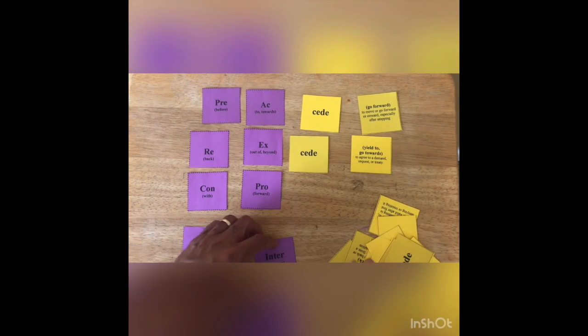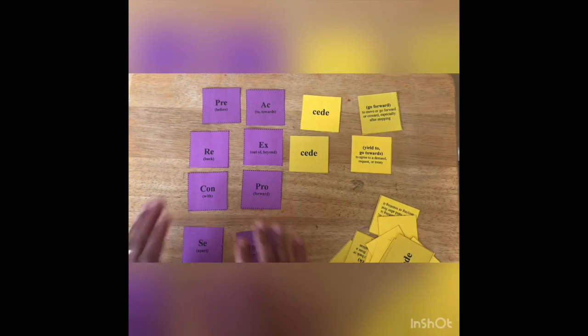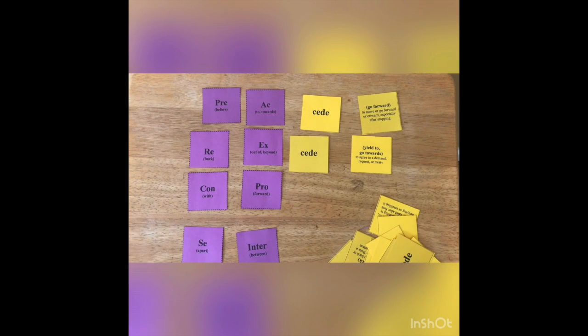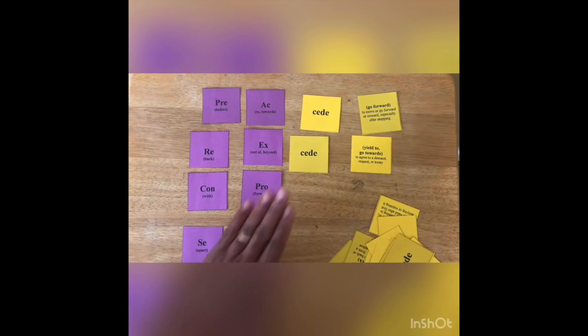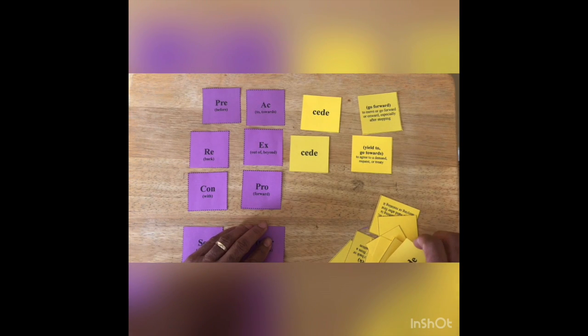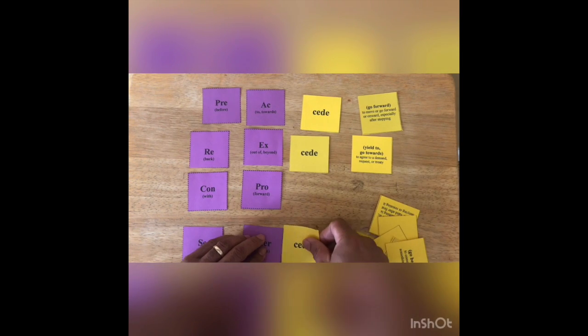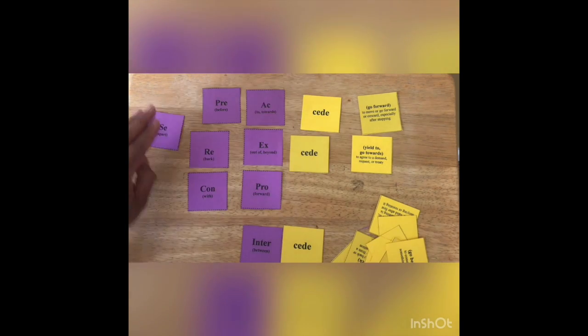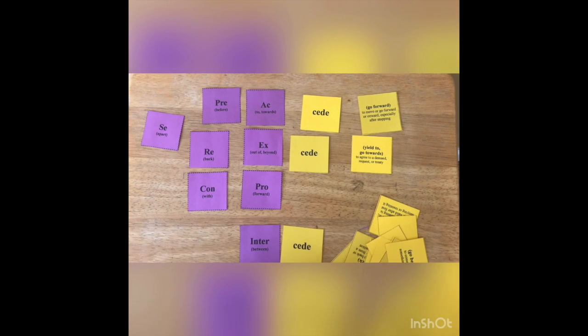All right, so now what I'm going to do now is obviously match these together, okay? I'm going to match a purple prefix with a yellow root and also a definition card that's based on the parts and what they might mean. I'm going to take the prefix inter, okay? And I'm going to make a word, inter, by matching it here. And the word is intercede. That's my word, intercede, okay? And let's see what that word might mean.